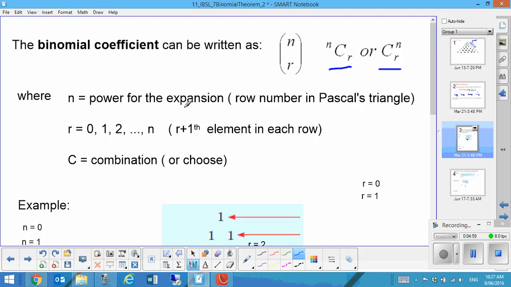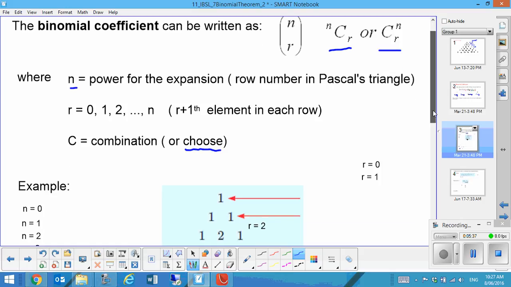So n, remember, refers to the power of the expansion, what power we've got. The r is going to refer to a position along that row in Pascal's triangle. The c stands for combination, so how many ways we've combined the terms. Another terminology is to say we want to choose from n things r of that term. So if we've got n binomials, we want to choose a certain number of a's or a certain number of b's. So let's see how this relates to our Pascal's triangle.